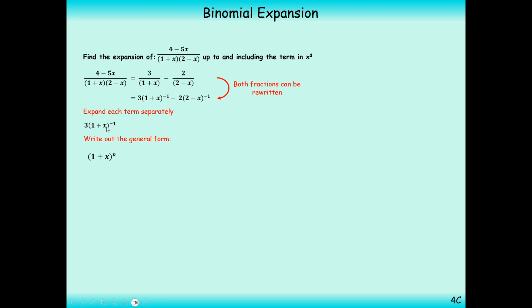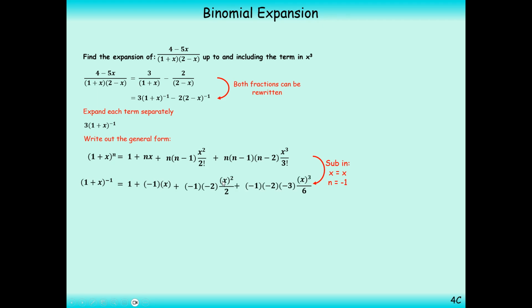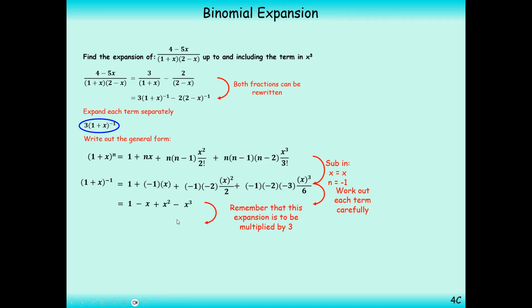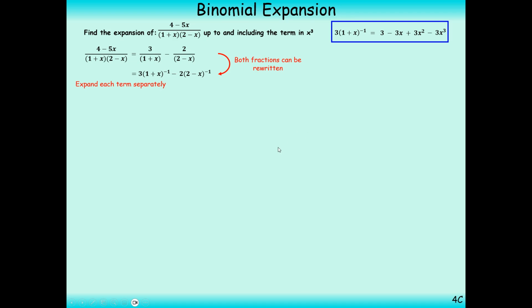Luckily, we have a plus 1 next to the x inside the bracket, so we can just put it into the formula, n being equal to minus 1 and x is x. We don't have to change anything for a coefficient of x, and after going through the motions, you end up with these terms, which need to be multiplied by 3, of course. So in the end, we'll get 3 minus 3x plus 3x squared minus 3x cubed. I've put that box on top of the right side of the page.